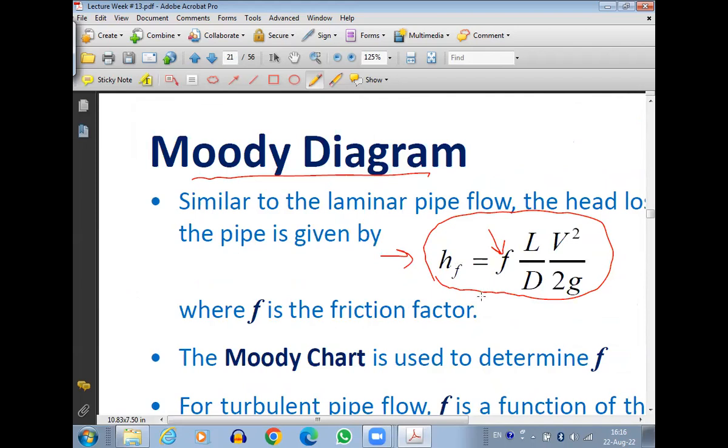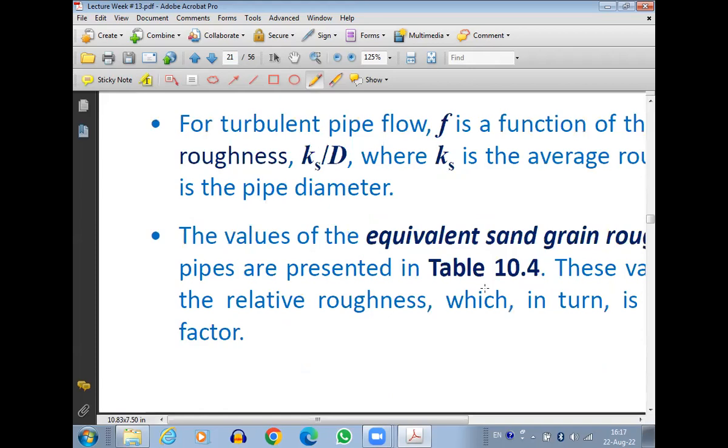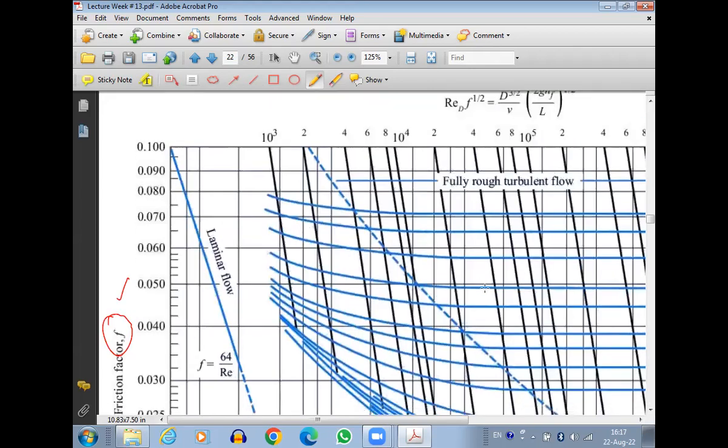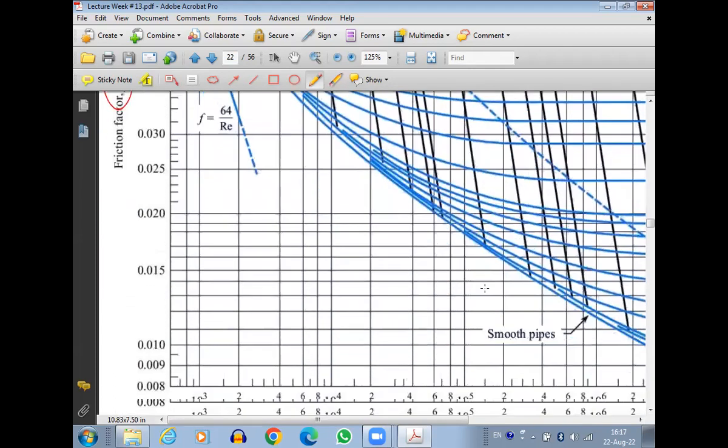If you have head loss, you can find out the component losses, as well as the pipe head losses. You can find out the major losses and the minor losses. So you can find out the overall losses in the pipe system if you know the head losses. But for finding the head loss, you need to know what F is. And for turbulent flows, for finding F, you need to use the Moody diagram. So this is the main thing. That's why F here is on the y-axis.